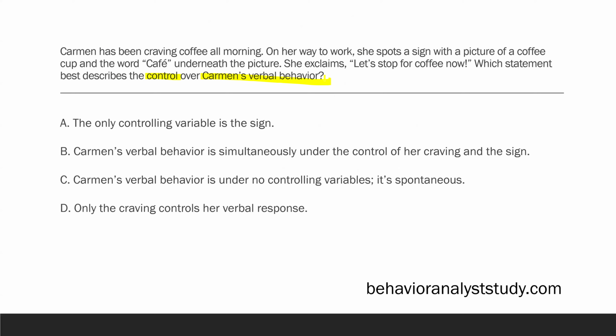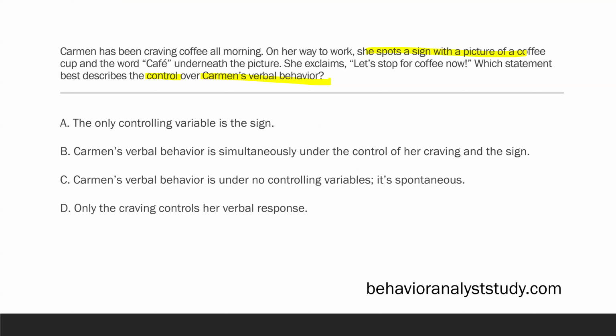And multiple control is when our verbal behavior comes under the control of more than one thing in our environment. So if we think about a command, a request, that is typically under the control of an MO. But if we see a sign and we read the sign out loud that says cafe because we want the coffee, well, the MO and the sign now both have control over the verbal behavior. So the idea behind multiple control is our verbal behavior can be under the control of more than one thing in the environment. In this case, Carmen's been craving coffee.